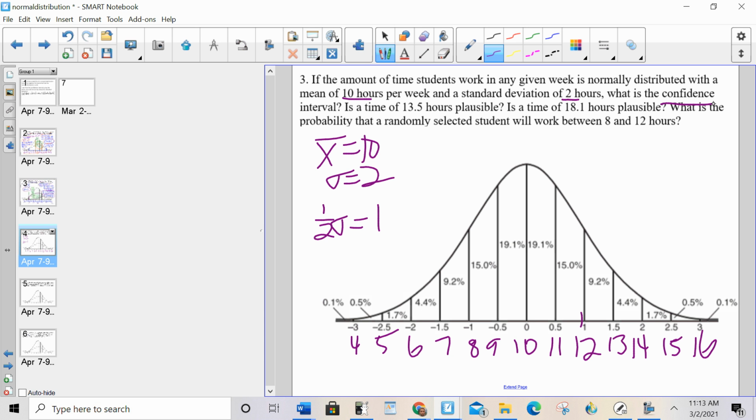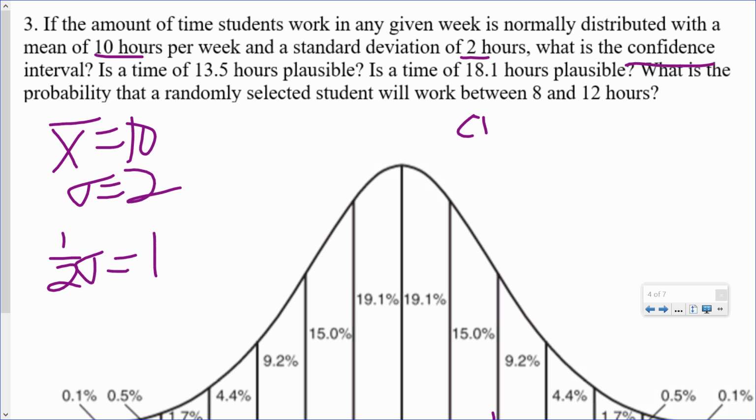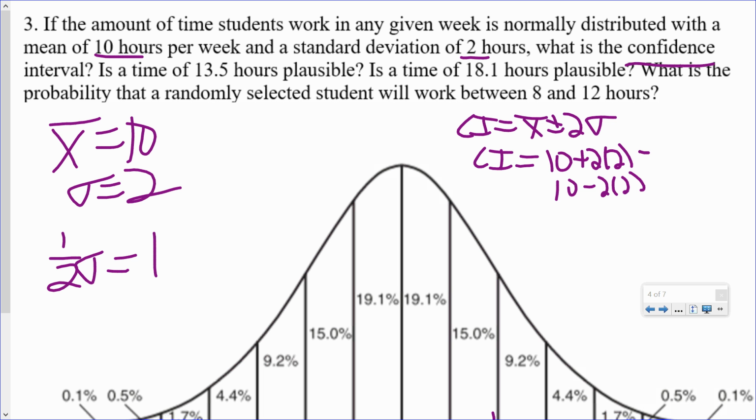What is the confidence interval? Well, the confidence interval is the mean plus and minus 2 times the standard deviation. The confidence interval is 10 plus 2 times 2 and 10 minus 2 times 2. That's 14, that's 6. So the confidence interval is between 6 and 14.